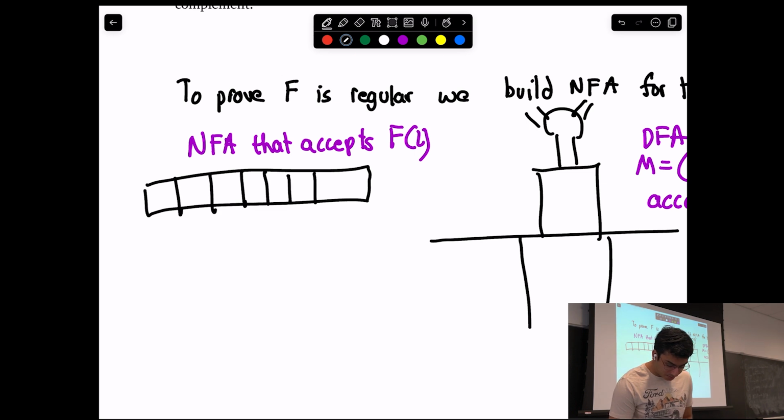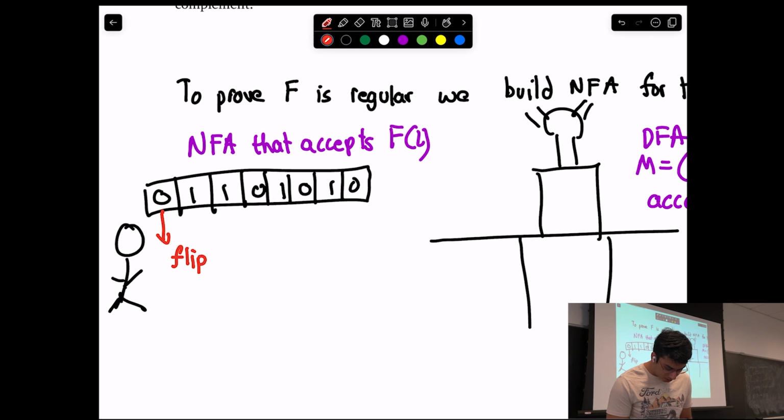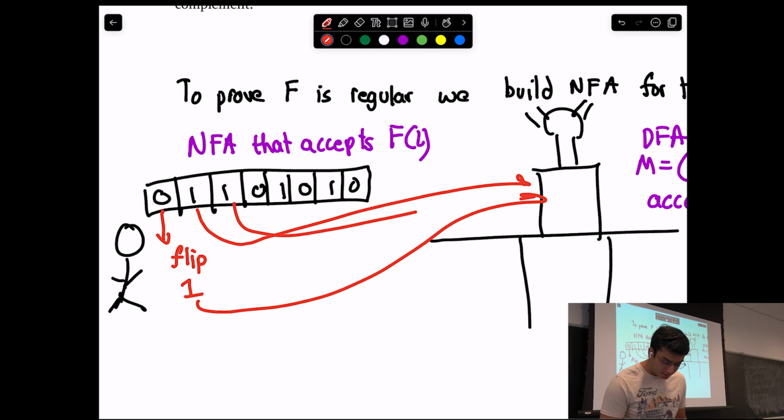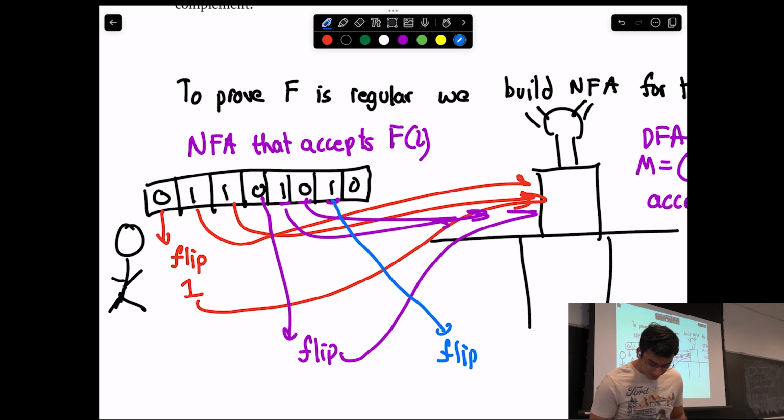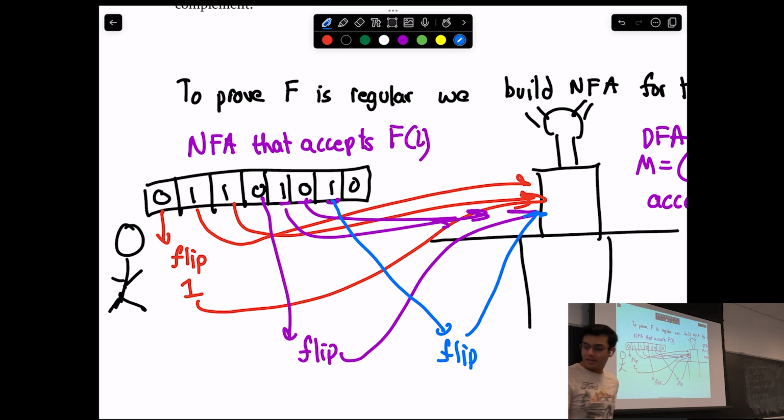So I get an arbitrary input string here. We'll just make up a string: 0, 1, 1, 0, 1, 0, 1, 0. I take the first character, I flip it, so this becomes a 1, and then I pass it into the machine. I pass the second and third characters directly. Then I come back to the next third character, flip it, and then pass it in. So I pass all of these in normally, and then I come back to this third character, flip it, and pass it in. If the light turns on at the end, then I know the DFA accepts the string.